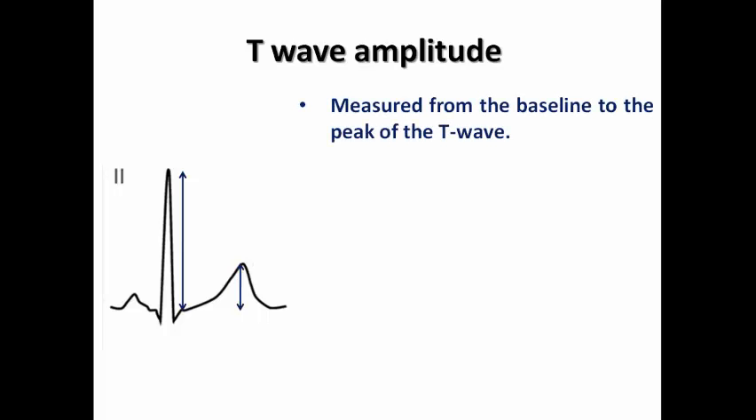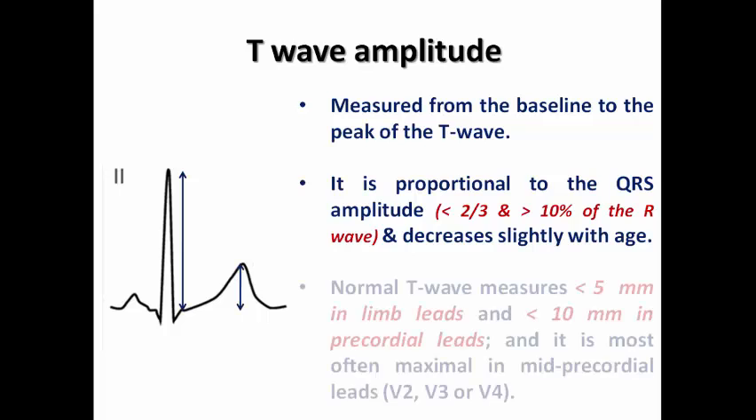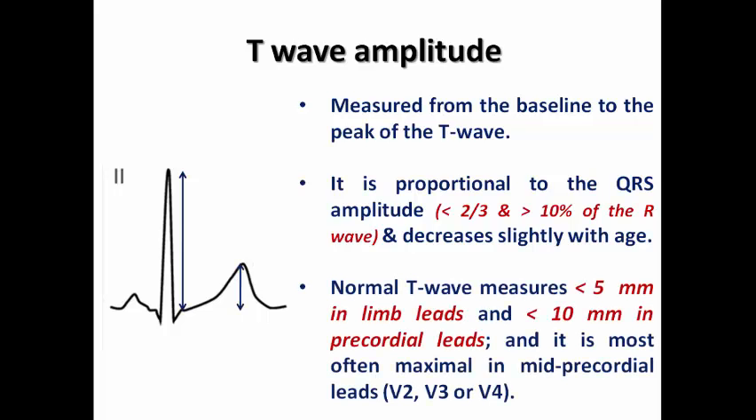It is measured from the baseline to the peak of the T wave, and it is proportional to the QRS amplitude. It is usually less than 2/3 of the R wave and more than 10% of the amplitude of the R wave, and usually it decreases slightly with age. And of course, we know that it is usually less than 5 millimeters in limb leads and less than 10 millimeters in precordial leads. This was covered in the lecture of ECG interpretation at the start of that ECG course.